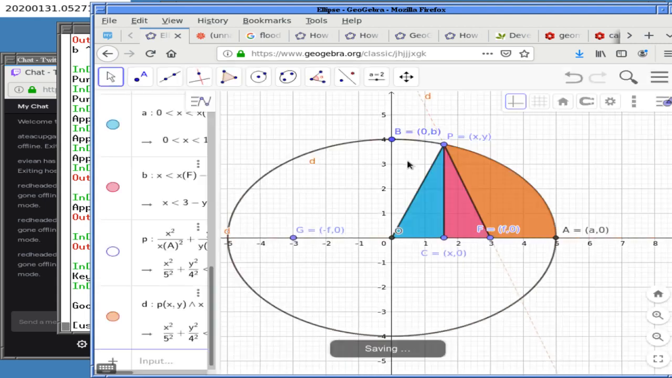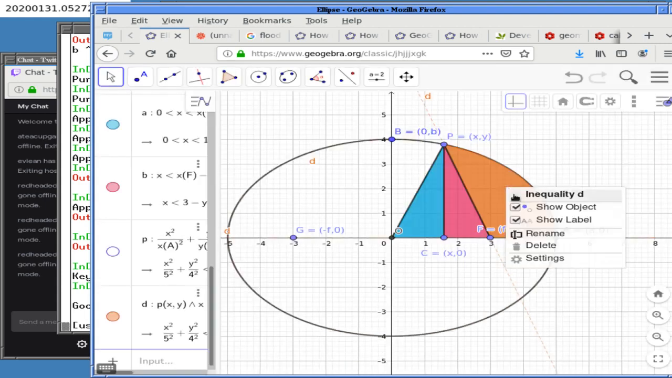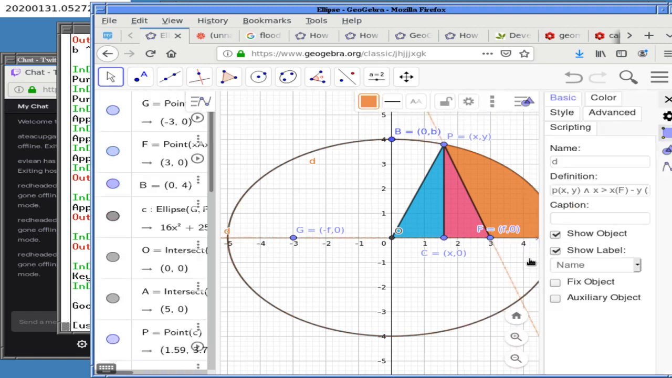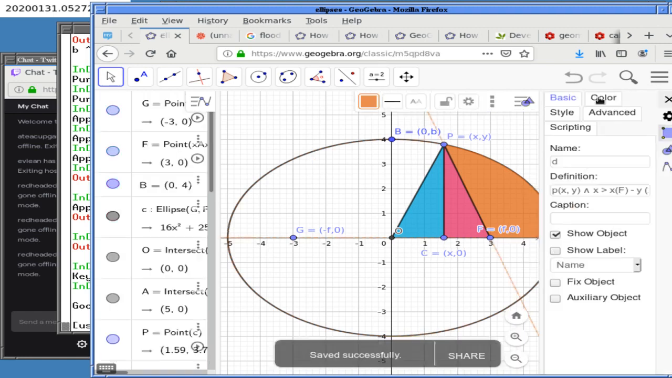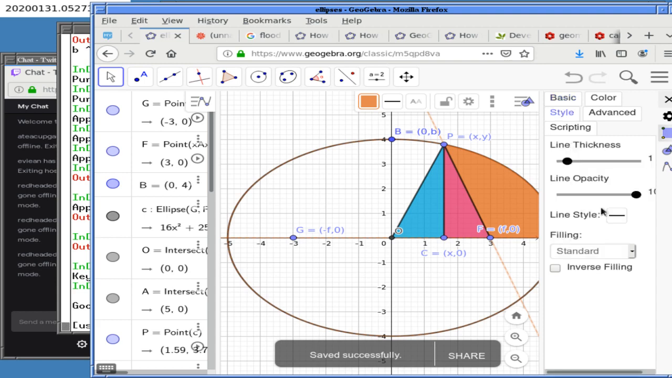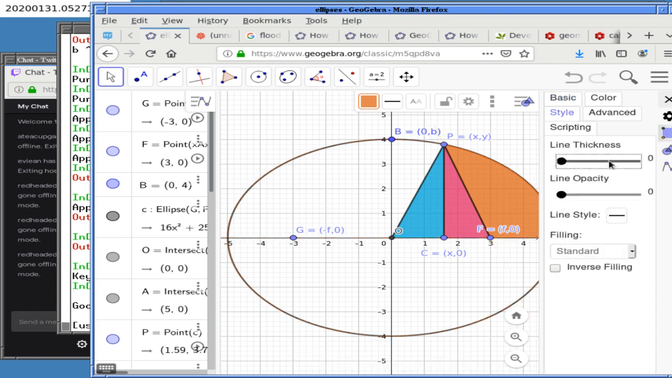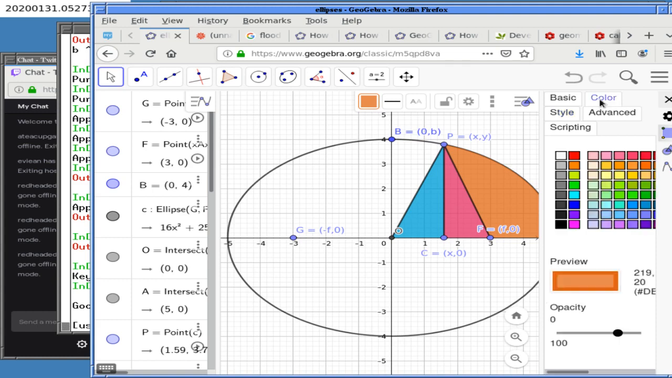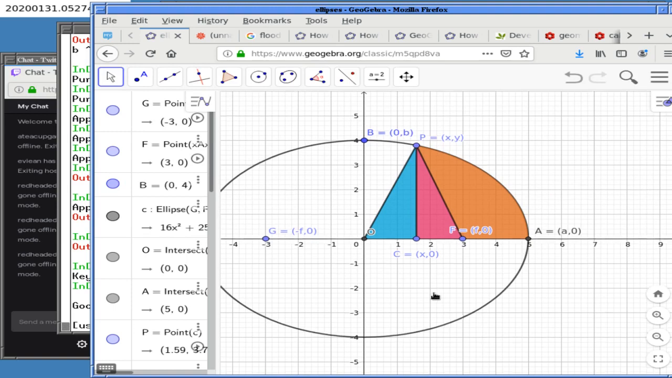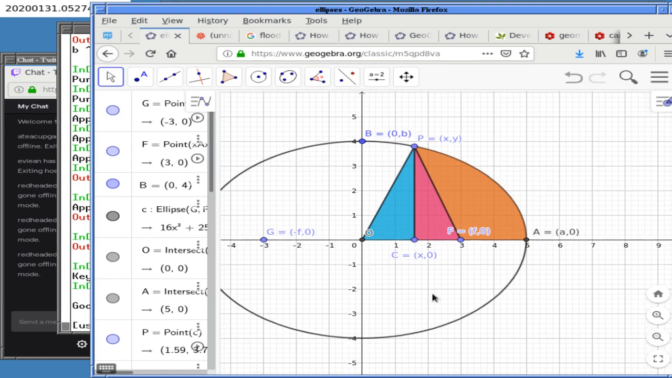Ellipses. Okay. So now we need to tweak this a little bit here, but I think that's not hard. We don't want to show the label. We do not want to show the actual lines. Okay. And the color, I kind of like this color. I can't believe it. Okay, so now what we've done here is we've established our three areas of interest.